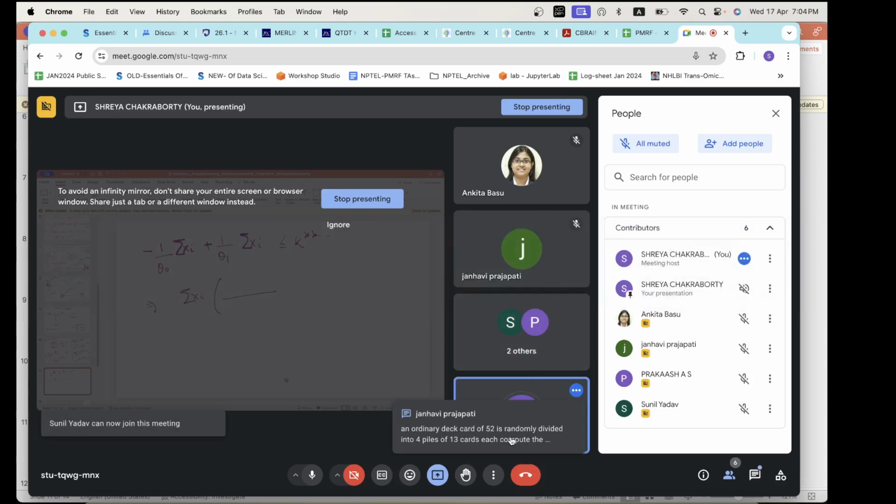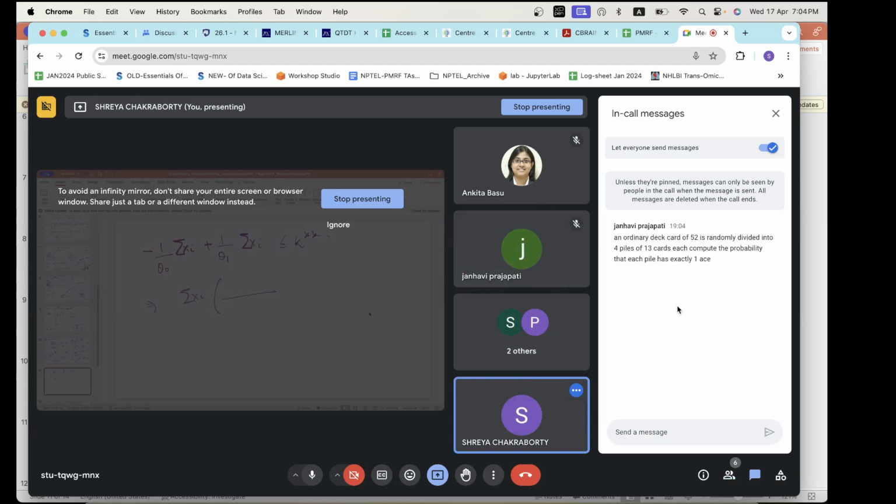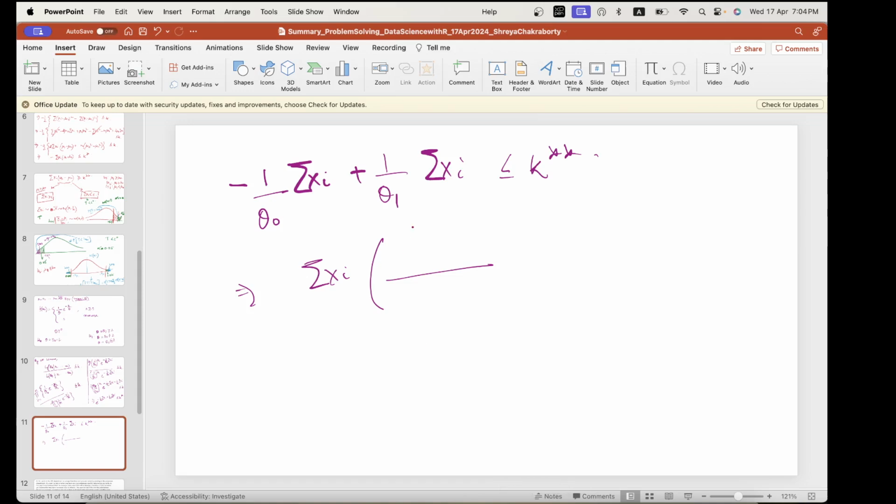Any questions? Okay, I'll come to your question later, Janvi. Let me first complete this. So here we have theta 1 minus theta naught. This is less than or equal to k double star.